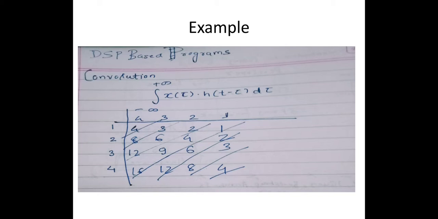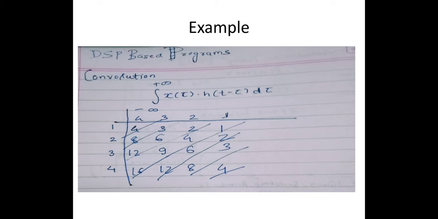This is a very popular box method through which you can easily find the output, for example y of t or y of tau. So x of tau, 1, 2, 3, 4, is convolved with the function h of tau, which is 4, 3, 2, 1, and the output y of tau is found by dissecting the box diagonally: 4, then 8 plus 3 is 11, 12 plus 6 plus 2 is 20, 16 plus 9 plus 4 plus 1 is 30, 12 plus 6 plus 2 is 20, 8 plus 3 is 11, and 4. For a total of 7 samples, I get 4, 11, 20, 30, 20, 11, 4 through this box method.